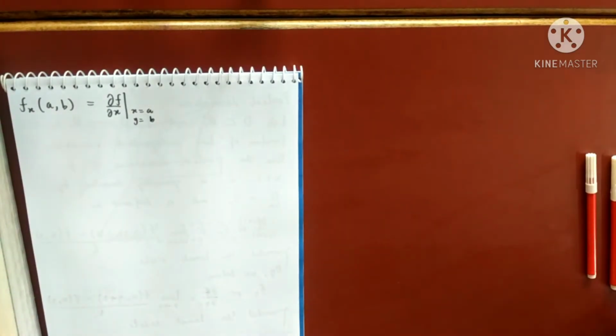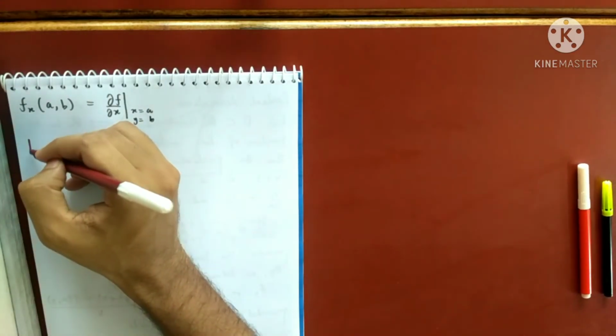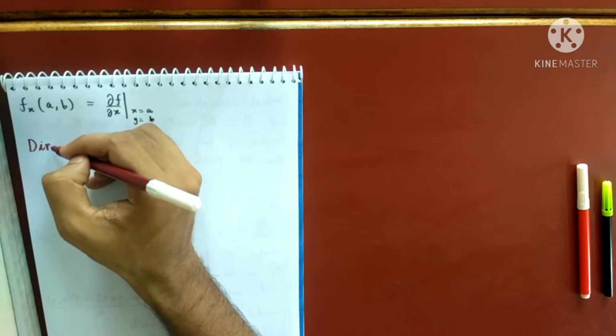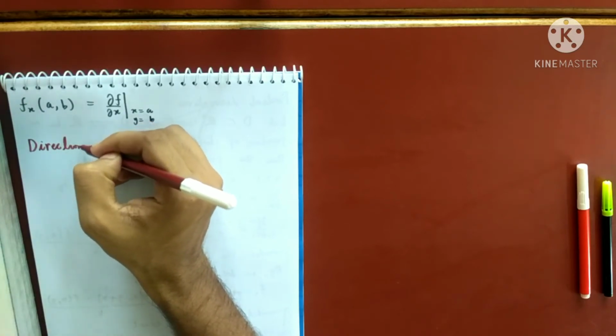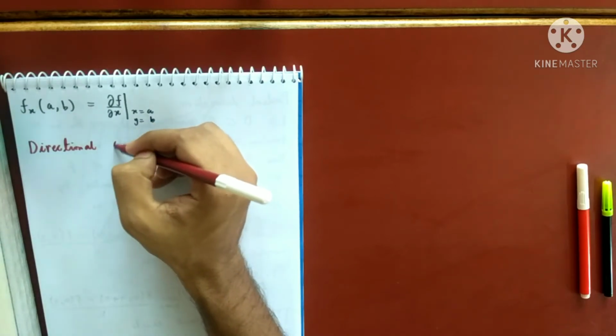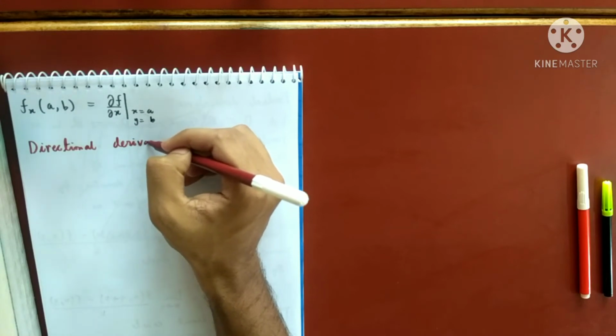Now once we have defined partial derivatives, we now define something called the directional derivative, which is a generalization of the partial derivative. Directional derivative.